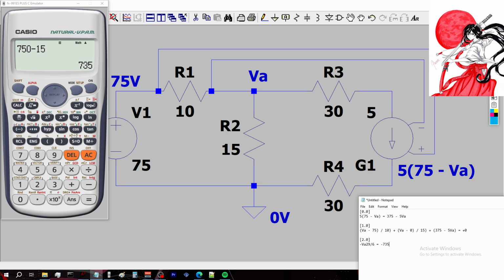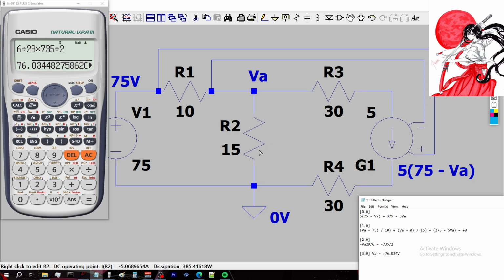So we're going to have negative 735 over 2, right? And of course, we do 6 over 29. My bad. 6 over 29 times 735 divided by 2. And it's going to give us that, which equals that. So let's see, is that true? So we're going to say VA is equal to 76.034 volts. We're going to say that's positive.